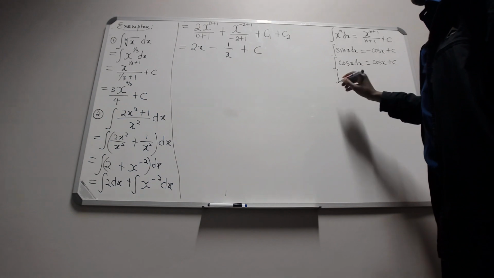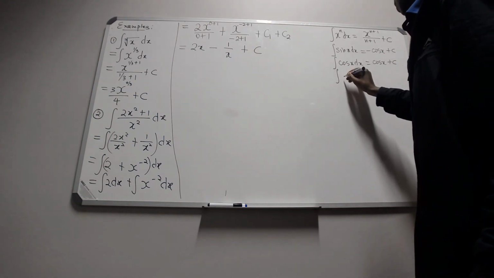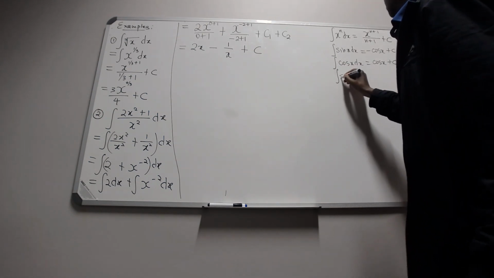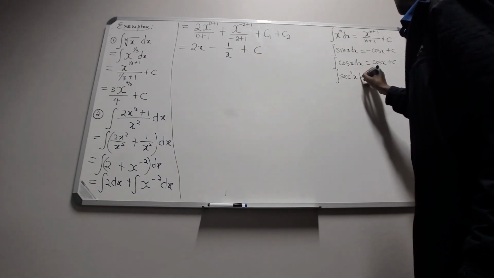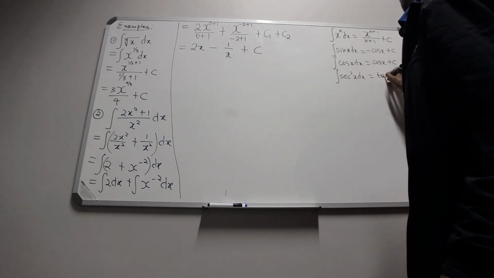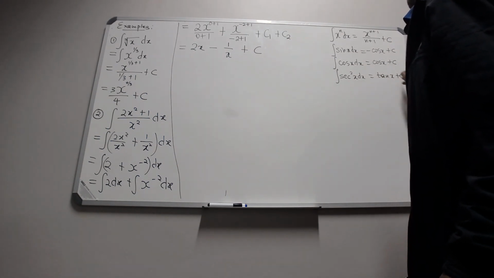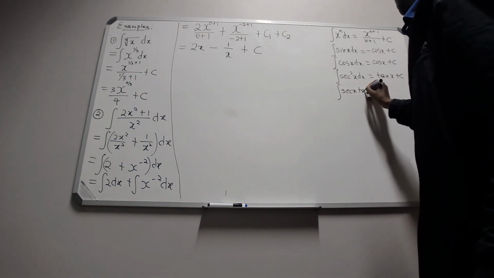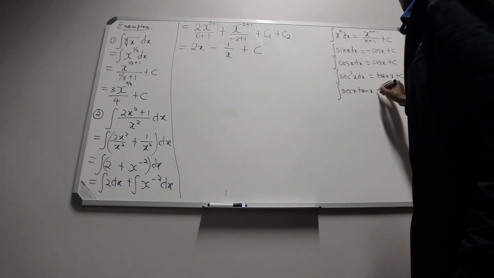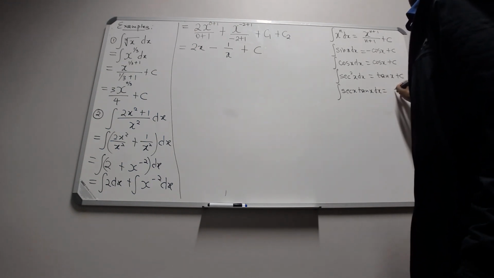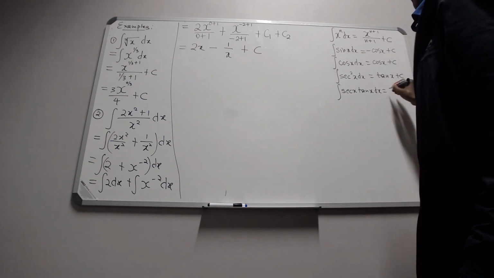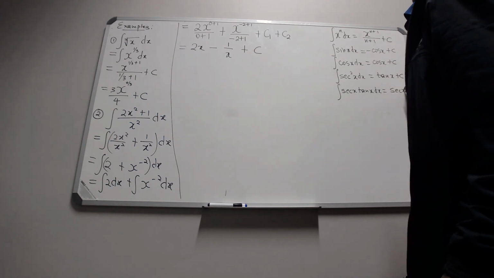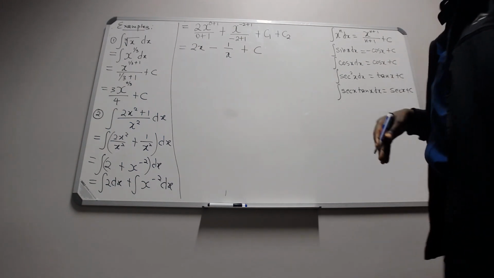And then the integral of, say, sec squared x dx, which will give us tangent of x plus c, the integral of sec x tan x dx, which gives us sec x plus c, and so on and so on.